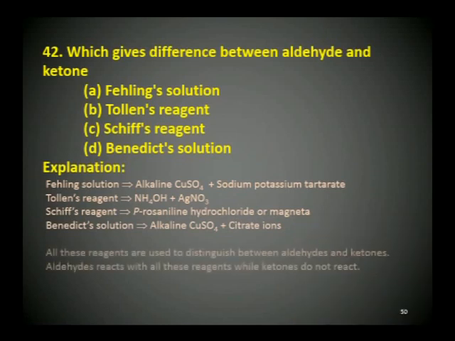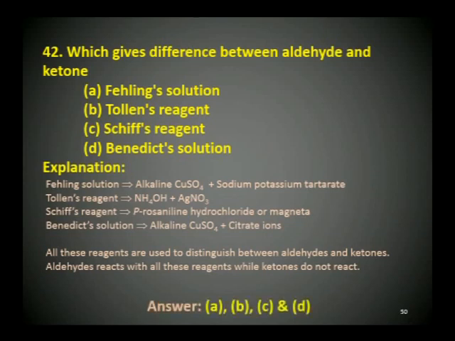All these reagents are used to distinguish between aldehydes and ketones. Aldehydes react with these reagents while ketones do not react. That means all 4 reagents given are used in order to distinguish between an aldehyde and a ketone. That is why the answer is A, B, C, D, all the 4.